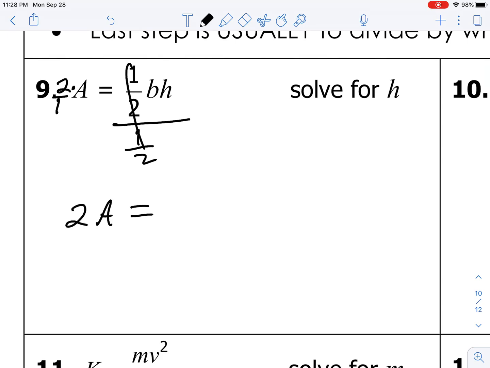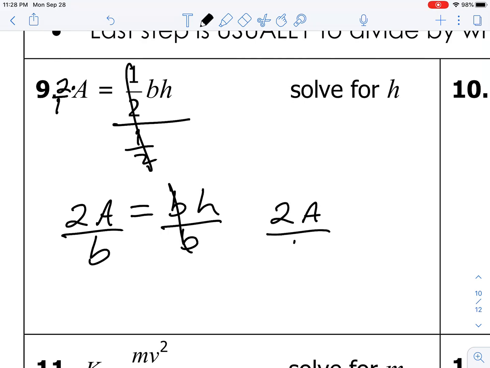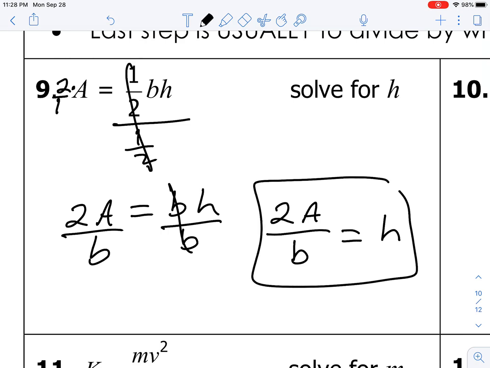All right, that's now gone, and the BH drops down. Now, we've got one step left. Okay, we're solving for h, so we need to get rid of the b. How do we get rid of it? We divide it. That's now gone. And so our answer is 2a over b equals h. H is now by itself, and now we have an answer.